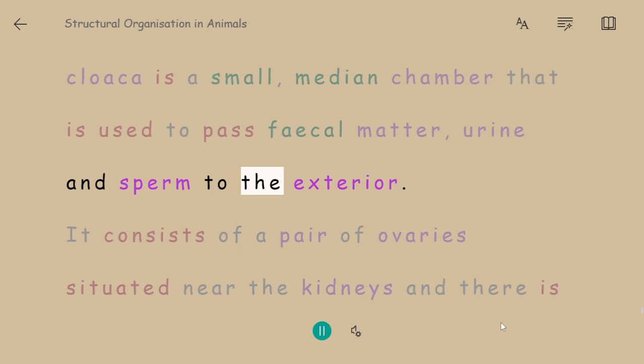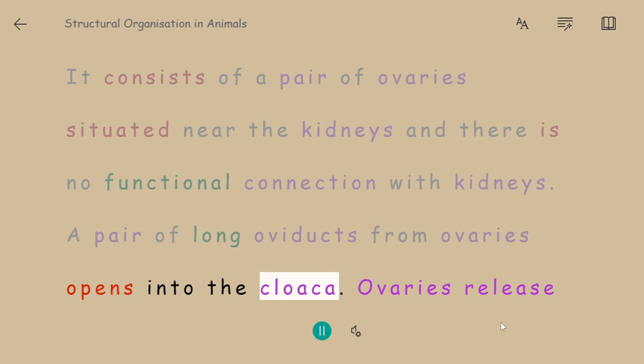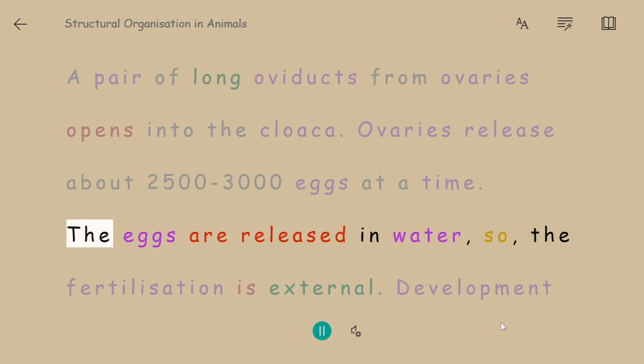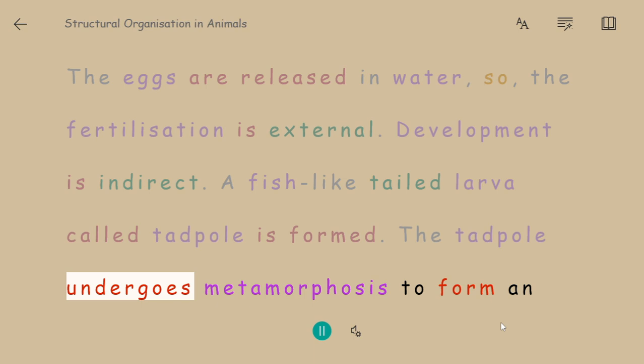The female system consists of a pair of ovaries situated near the kidneys, and there is no functional connection with kidneys. A pair of long oviducts from ovaries opens into the cloaca. Ovaries release about 2,500 to 3,300 eggs at a time. The eggs are released in water, so the fertilization is external. Development is indirect. A fish-like tailed larva called tadpole is formed. The tadpole undergoes metamorphosis to form an adult in about 3 months.